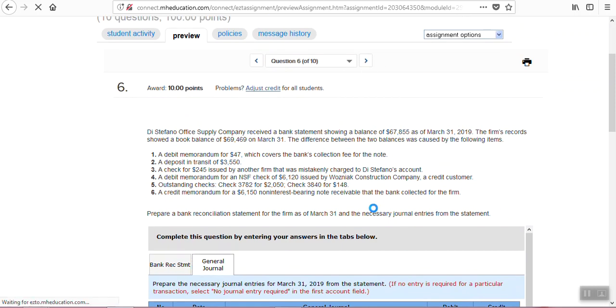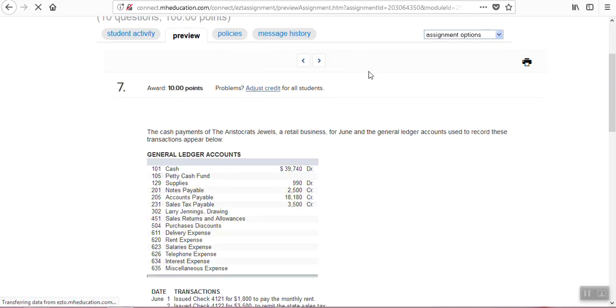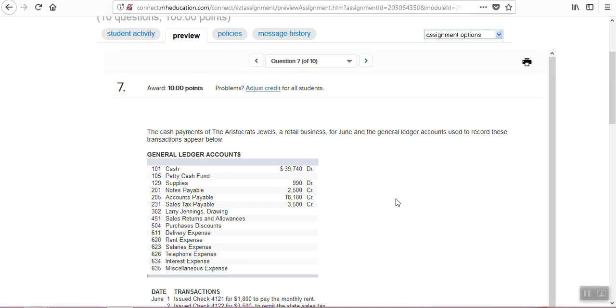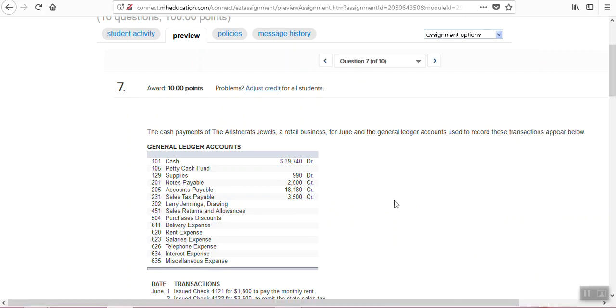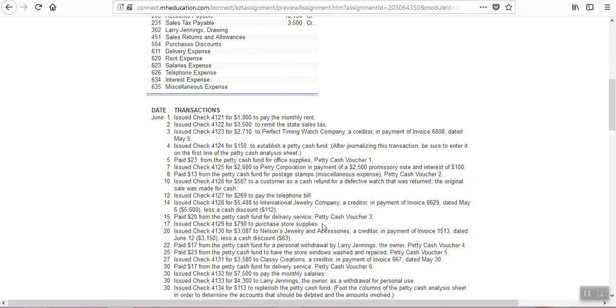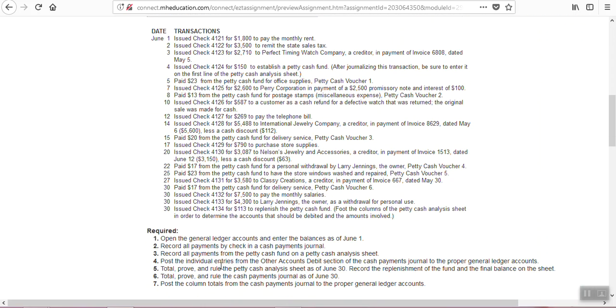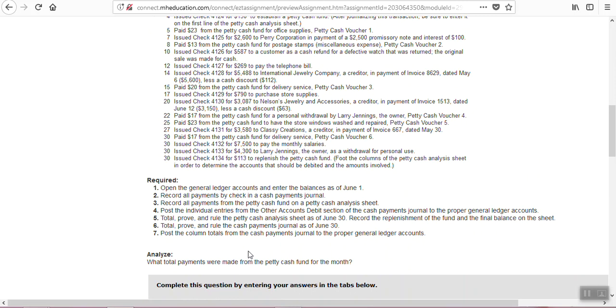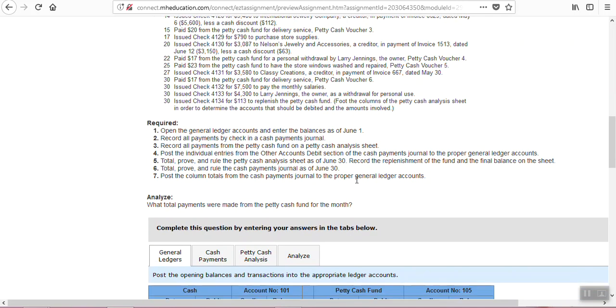Let's look at another one. All right, so this says we've got some cash payments. We've got some ledger accounts up here. We've got transactions, and it tells us to do these things step by step. And this one's pretty long. There's a specific part I wanted to look at, and that has to do with the petty cash, because this one's a little bit different than some of the other questions.